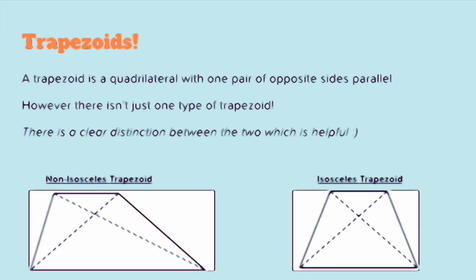Moving on to the trapezoids. A trapezoid is a quadrilateral with one pair of opposite sides parallel. However, there isn't just one type of trapezoid. There's a non-isosceles trapezoid, or the right trapezoid, or the regular trapezoid. Then you have the isosceles trapezoid, and it helps because there is a clear distinction between the two shapes, which is helpful.